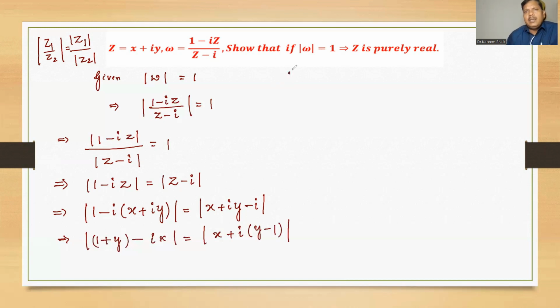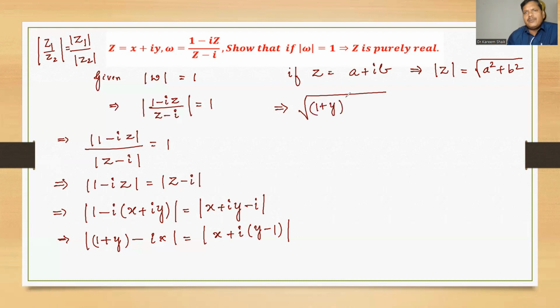We know that if z equals a plus iota b, I am recalling, that implies mod z equals what? Square root of a square plus b square. By using this, observe here, what can we write here? Square root of (1 plus y) whole square, in place of a, 1 plus y is there, plus b square, in place of b, what? x square. Equals. What about the right side one? Square root of the modulus. In place of a, x is there. So x square plus, in place of b, (y minus 1) whole square.